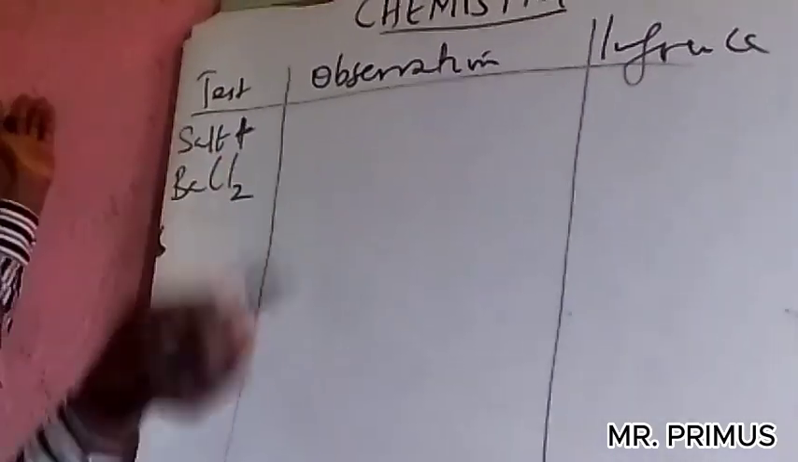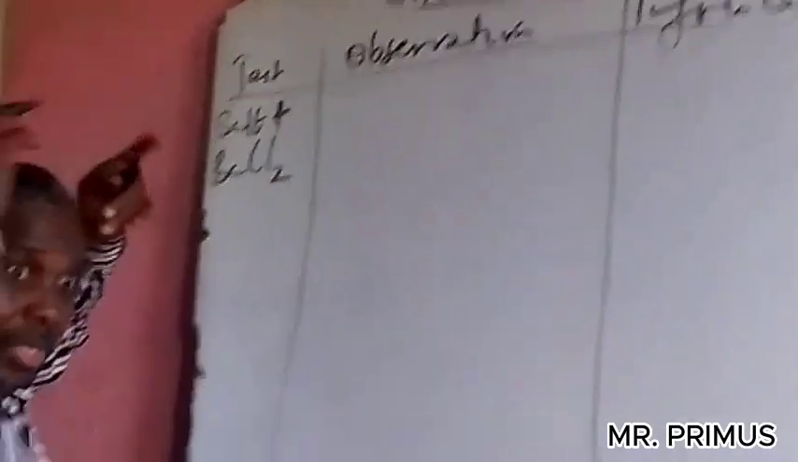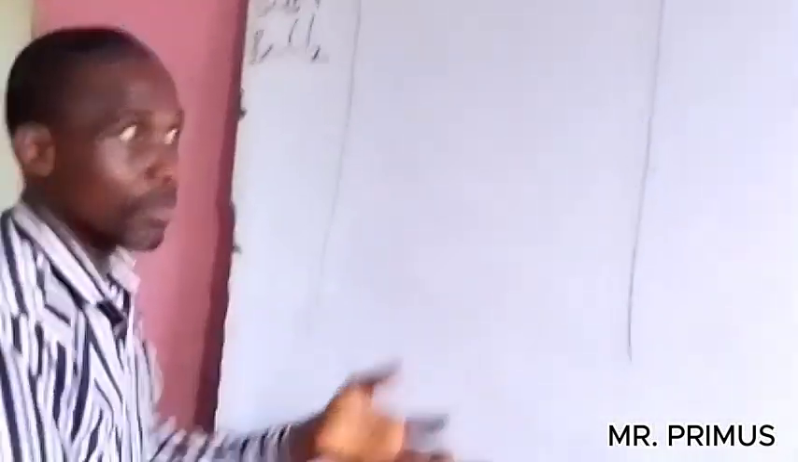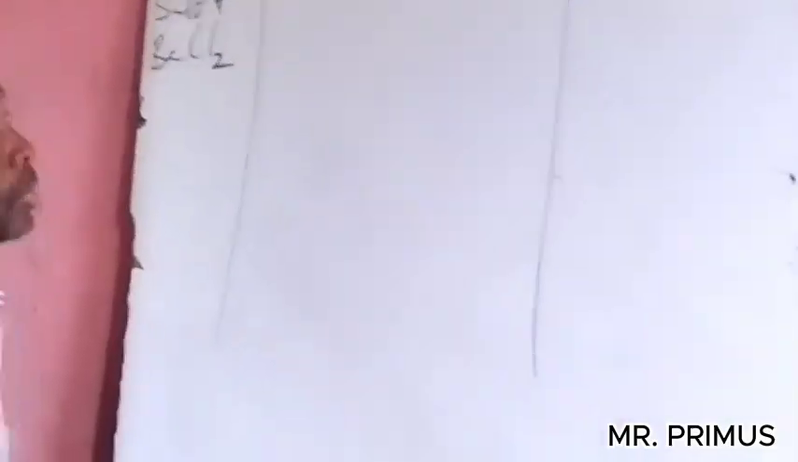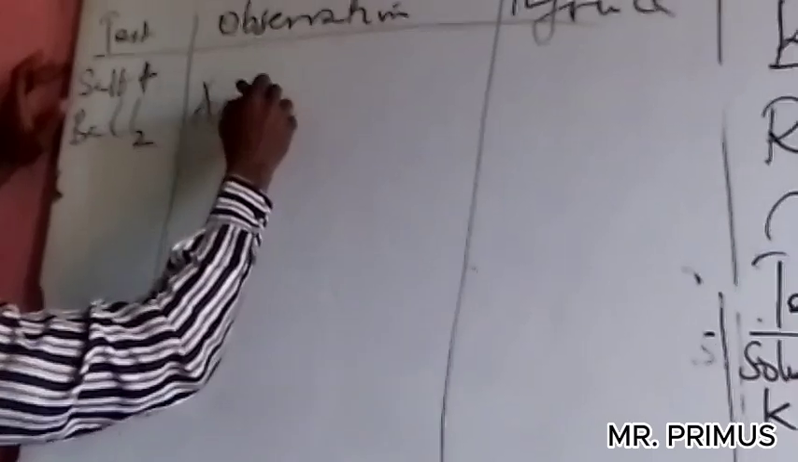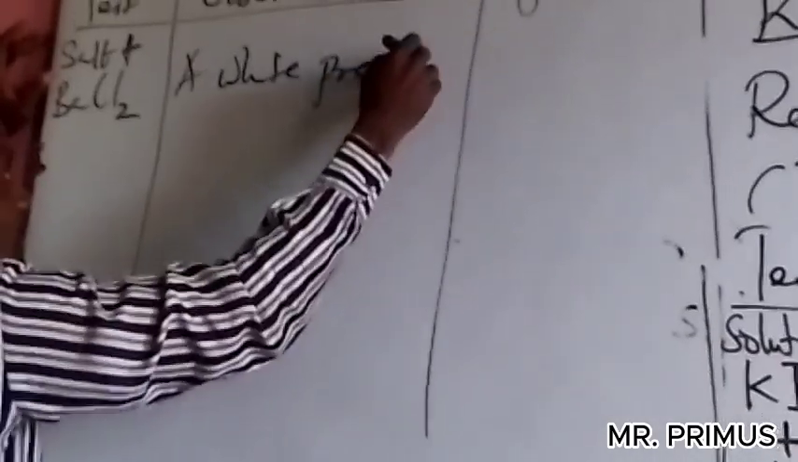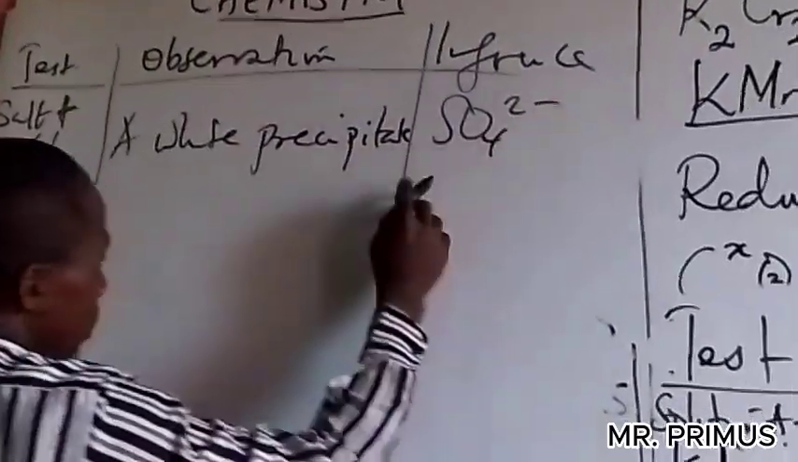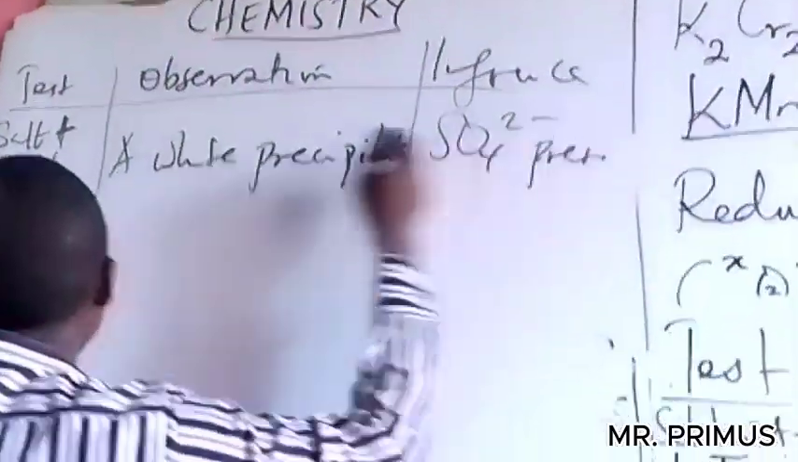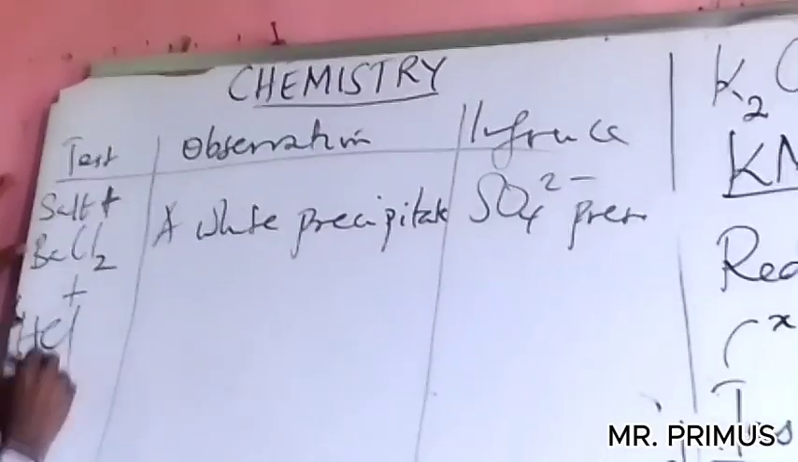It is also like an alternative to practical. I know it. And that is why some students can answer questions without performing the experiment. If you just see the two, you know the result already. So salt plus barium chloride, and you have a white precipitate. It means that you have what? SO4 2- present. Now you may have plus dilute HCl.